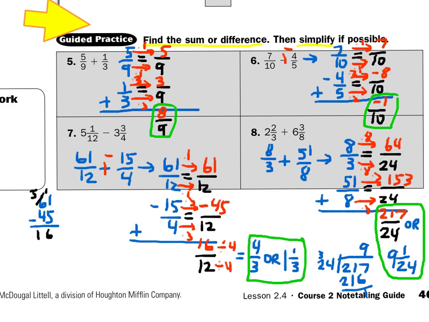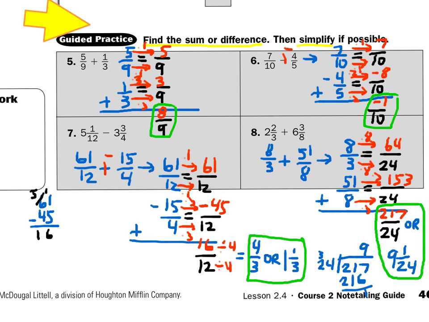Take a look at number 8. 2 2/3 plus 6 3/8. Well, first write them as improper fractions. 3 times 2 is 6. 6 plus 2 is 8 over 3. Then copy the plus sign. Start at the denominator, the 8. 8 times 6 is 48. 48 plus 3 is 51. 51 over 8. And now write it as a tower. 8 over 3 on top plus 51 over 8 on the bottom.